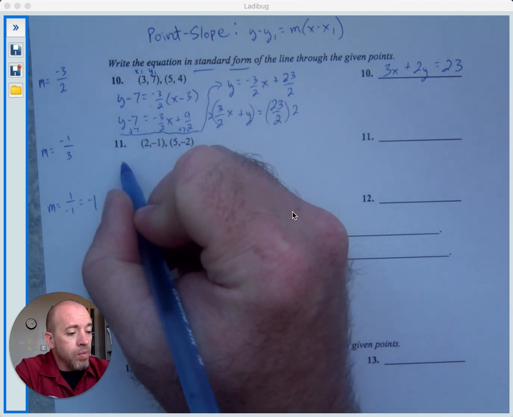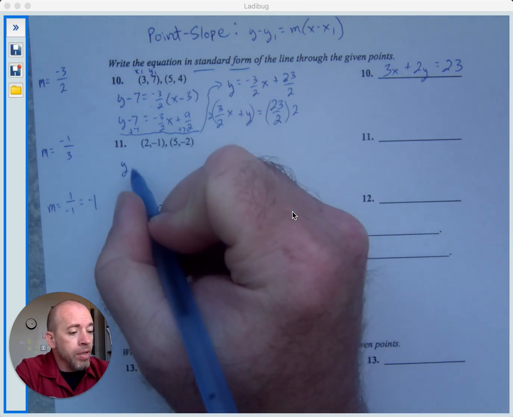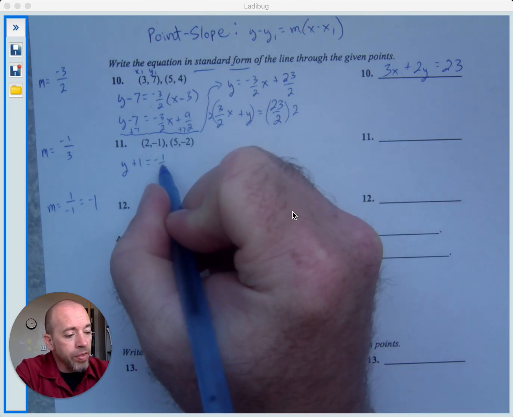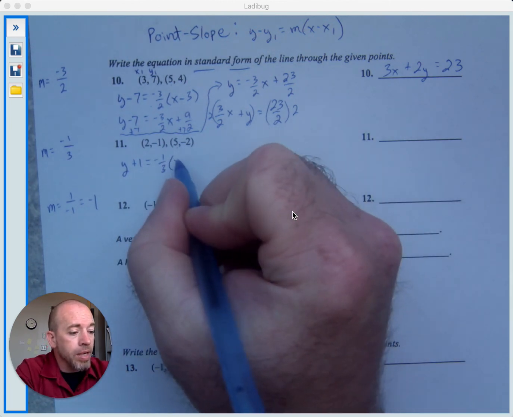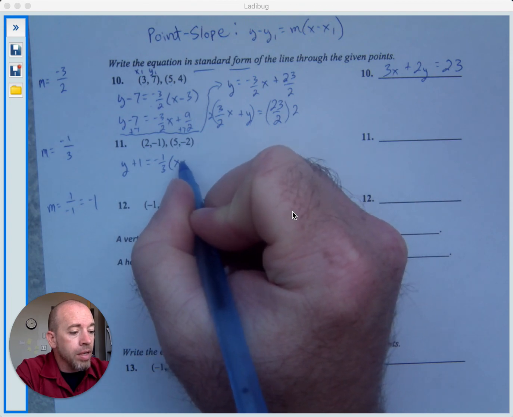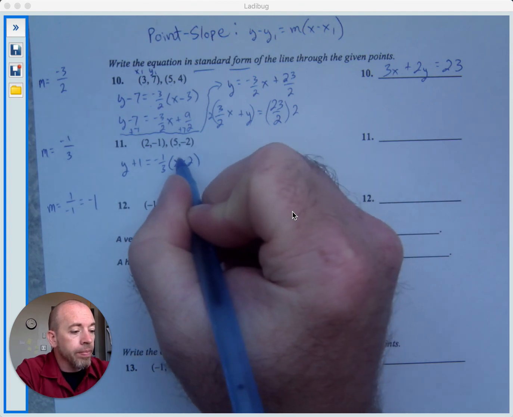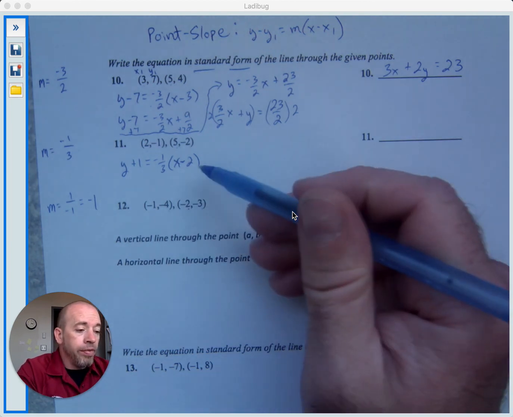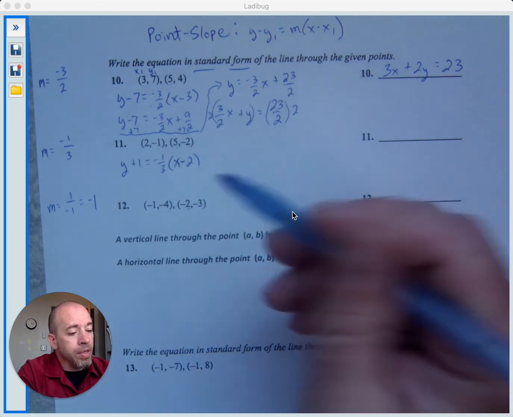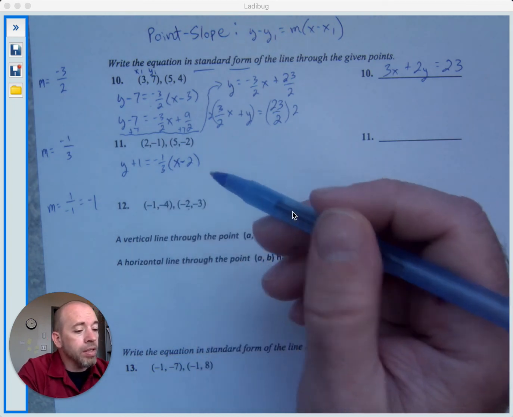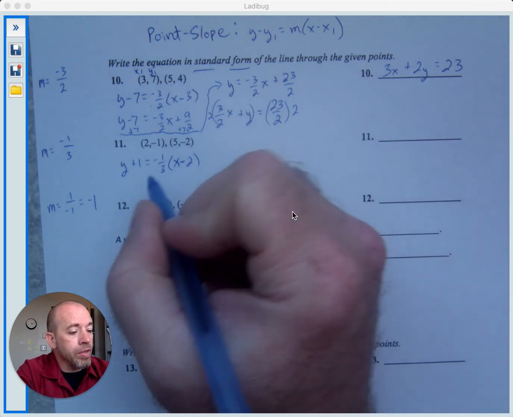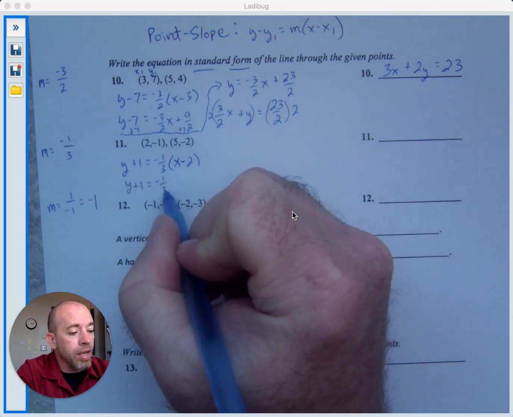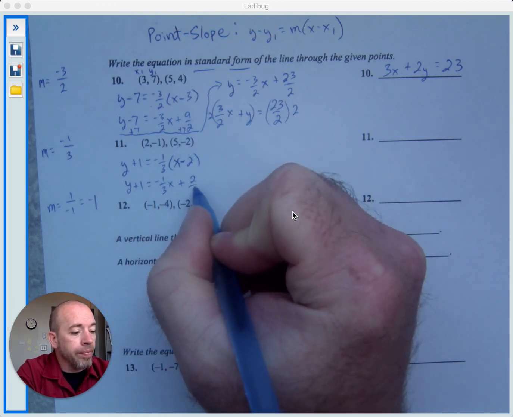So I'm going to say y minus negative 1, which is y plus 1, equals our slope, m, negative 1/3, times the quantity x minus x1, so x minus 2. Okay? So that is point-slope form. I'm going to distribute and then subtract 1 to get slope-intercept form. So if we distribute the negative 1/3, we get negative 1/3 x plus 2/3.